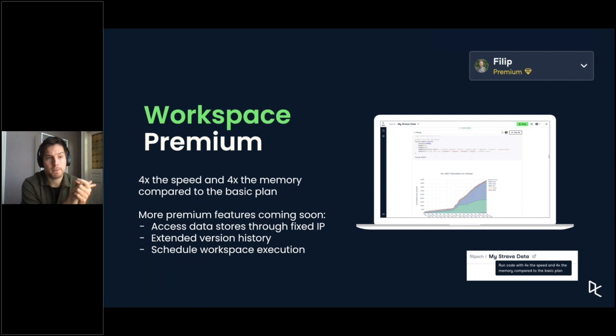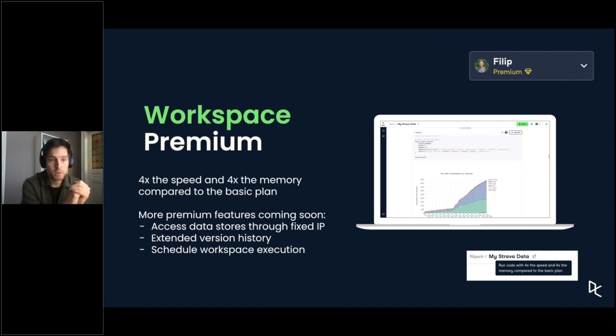So currently the difference is that you have 4 times the CPU, so 4 times the processing power, 4 times the computation speed, and 4 times the RAM memory, so the working memory, compared to the basic plan. On the basic plan, we have 4 gigabytes of RAM and a virtual CPU. It's slightly a technical concept because it's all cloud-based. And then on the Workspace Premium plan, you have 16 gigabytes of RAM and 4 times the speed, so 2 virtual CPUs. So if you're working with larger payloads, if you don't like waiting, then Workspace Premium is for you.